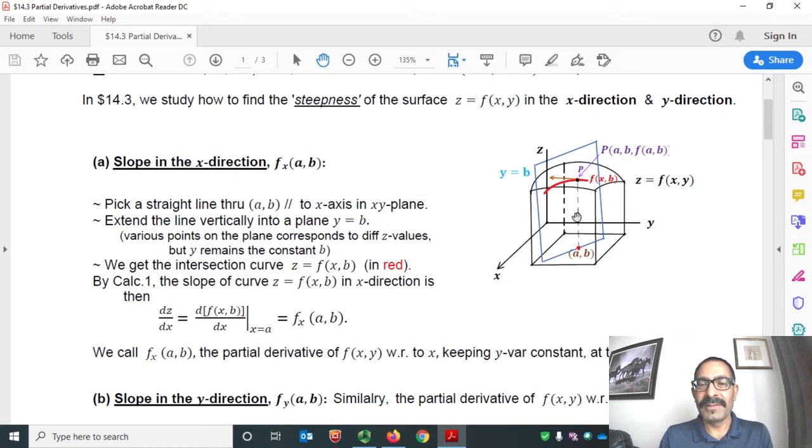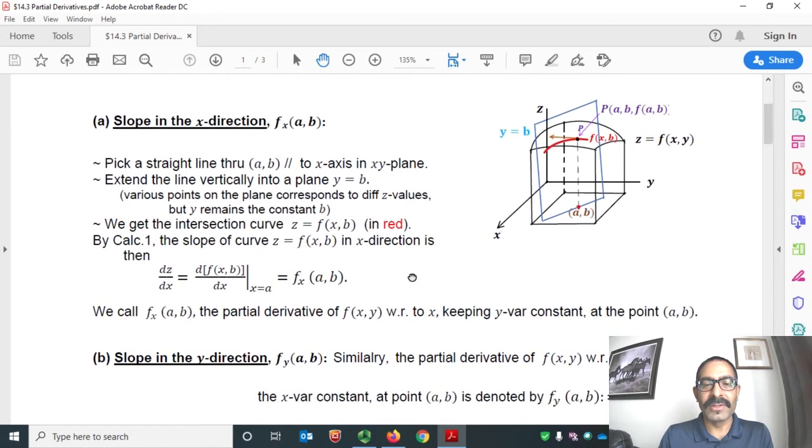Then this plane intersects the surface at this curve. Let's say this curve is z equals f(x, b), because y is fixed at b. So now let's focus on z equals f(x, b), this red curve. Then we have z as a function of x only, so now it's a function of a single variable. Then we can use the calculus 1 language to find the derivatives.